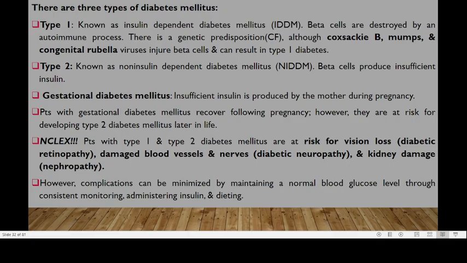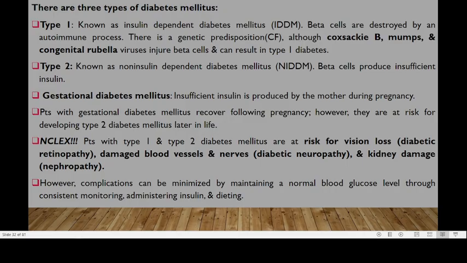The common test point, you have to know that patients with type 1 and type 2 diabetes are at risk for vision loss, that is diabetic retinopathy, damaged blood vessels and nerves in the case of diabetic neuropathy, and kidney damage, that is nephropathy.